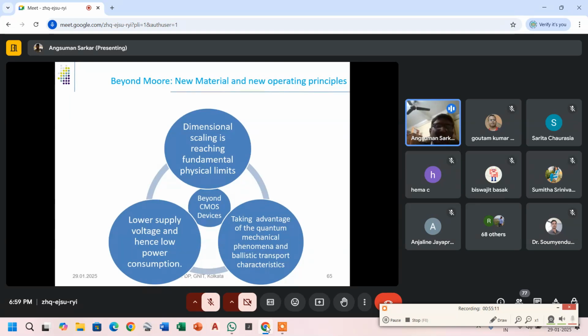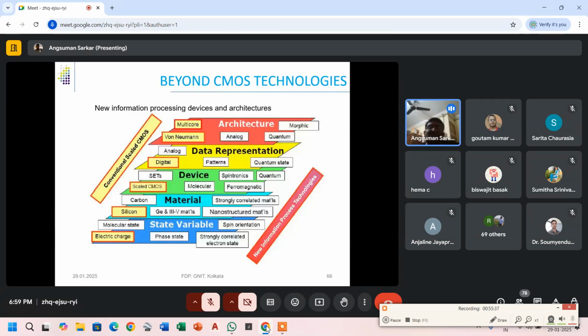These are the beyond Moore devices, where low supply voltage is required and low power consumption will be preferred. As dimensional scaling is reaching the fundamental physical limit, these things are required. So the technology or the operating principle will be changed in a beyond Moore concept. New material, new operating principle, that is called beyond Moore. And more than Moore means the system on chip concept. So these are the beyond CMOS technologies.